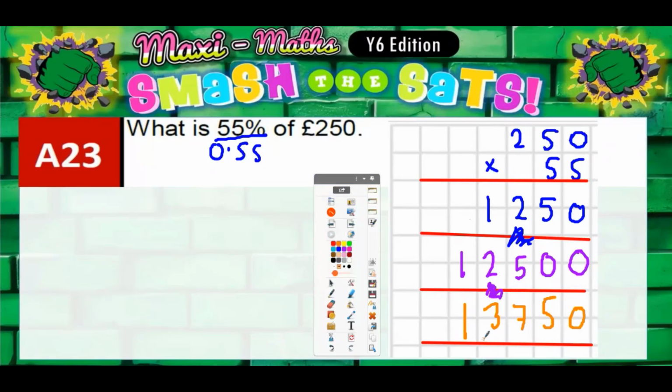Now, this is where you've got to be careful because 55 lots of 250 is 13,750, but we didn't want that. We wanted 0.55 lots of 250 because that's what 55% is as a decimal, 0.55. So we've got to be very careful and remember to do this now. We go back to the question and we do this little trick. We put a 0.55 there, but wherever that decimal point is on that line, we put decimal points on each line all the way down. And then our correct answer is now at the bottom.